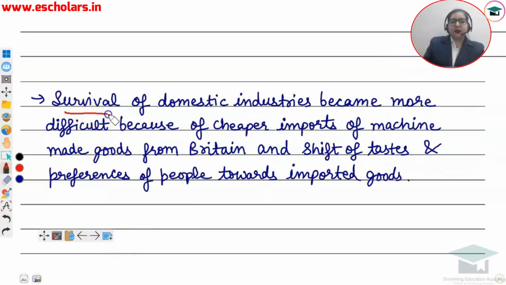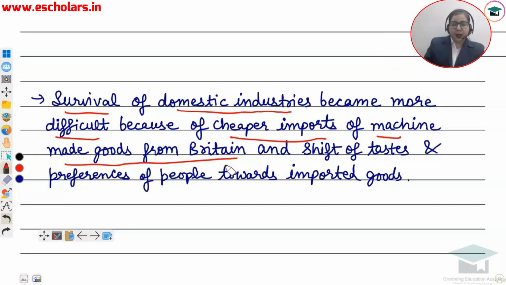Next students, the survival of domestic industries was very difficult now. It was because of the cheaper imports of machine-made goods from Britain, right? Because of the cheaper imports of machine-made goods from Britain, Indian people were now demanding the cheaper imported machine-made goods from Britain. Okay, they were not demanding the domestic goods. And also, the survival of domestic industry became difficult because of the shift of the taste and preferences of people towards the imported goods from the domestic goods.